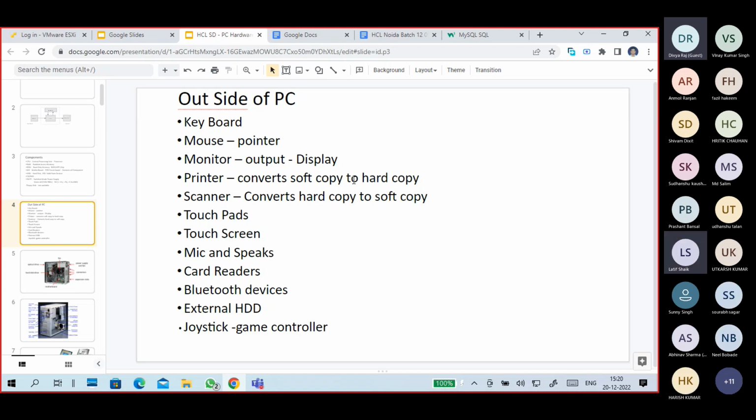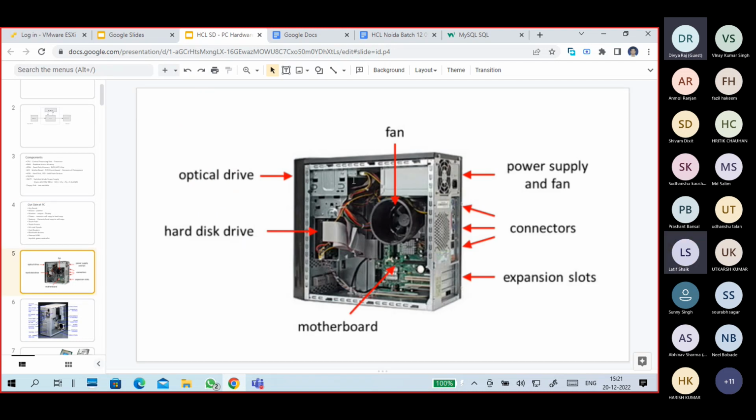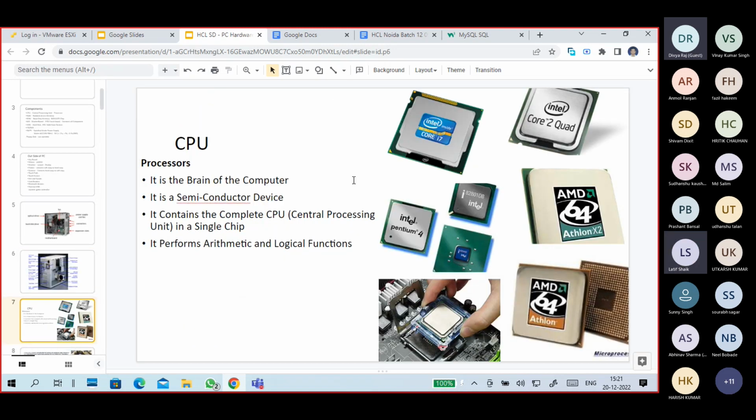Card readers. If you have SD cards or memory cards, there are card readers on board, like if you buy a laptop directly. Bluetooth devices, you can connect to your system using Bluetooth interfaces. External hard disk, of course, you can connect using your USB port. Joysticks and gaming controllers we have nowadays. Okay, these are the basic components of your computer.